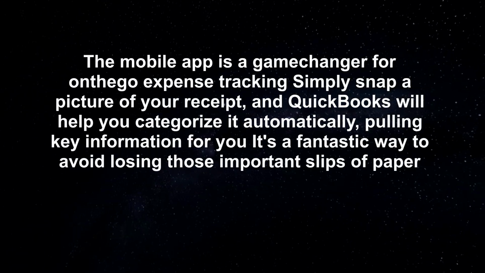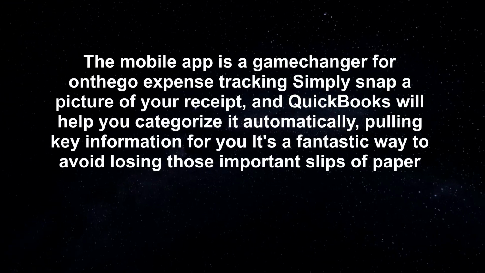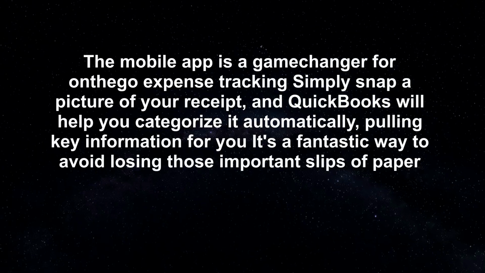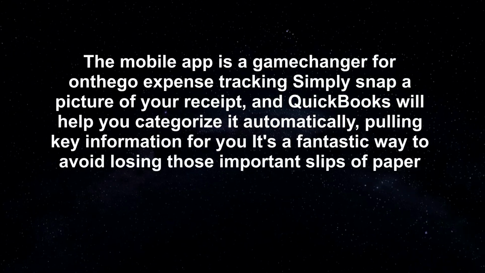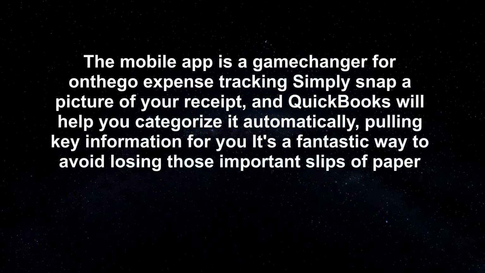The mobile app is a game changer for on-the-go expense tracking. Simply snap a picture of your receipt, and QuickBooks will help you categorize it automatically, pulling key information for you. It's a fantastic way to avoid losing those important slips of paper.